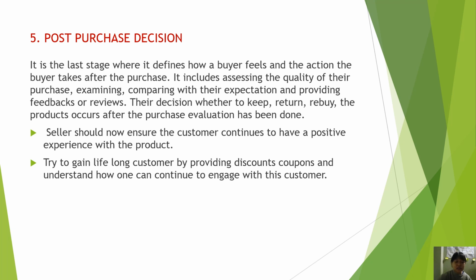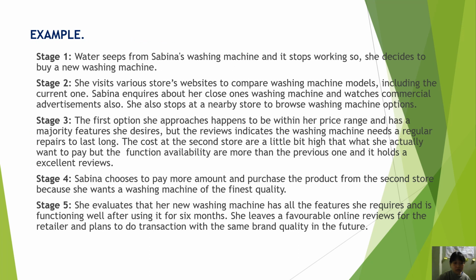So now we have understood the 5 stages. So in this third stage, she evaluates the alternatives. She approaches the first store and then the second, and she compares the products of the two different stores. She compares factors such as price, functions, and reviews also.